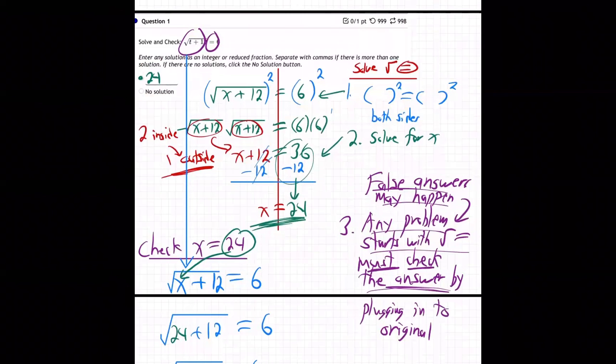So what do we do when we have a square root with an equals? We 2 power both sides, making there be 2 of them. And 2 in leads to 1 out. Then solve for X. And then check your answer, because you can get false answers with this method. You have to remember, you can get false answers. And it worked, so it's a good answer, 24. There we go.